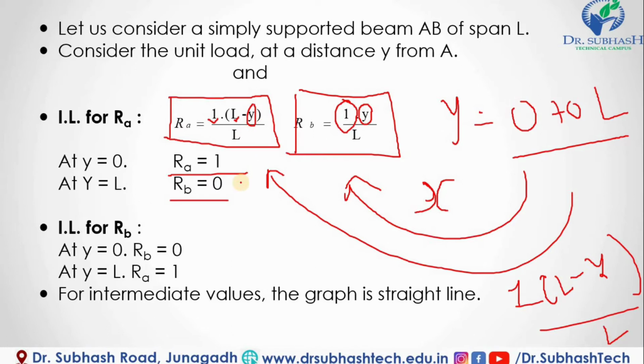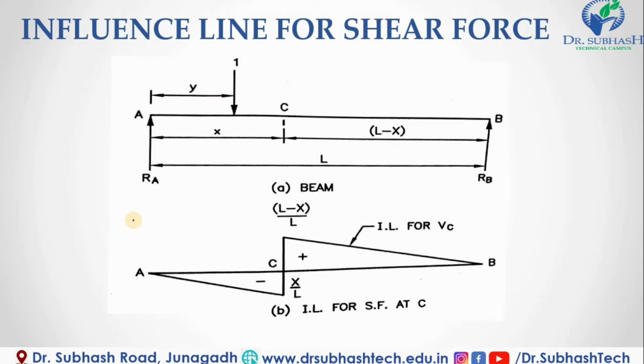So these are the equations for finding the influence lines of RA and RB for a simply supported beam. For a statically determinate structure, the graph is a straight line. Now we find the influence line for shear force at a particular section. For the same beam, the section is given as C, and at that section point we find the shear force.